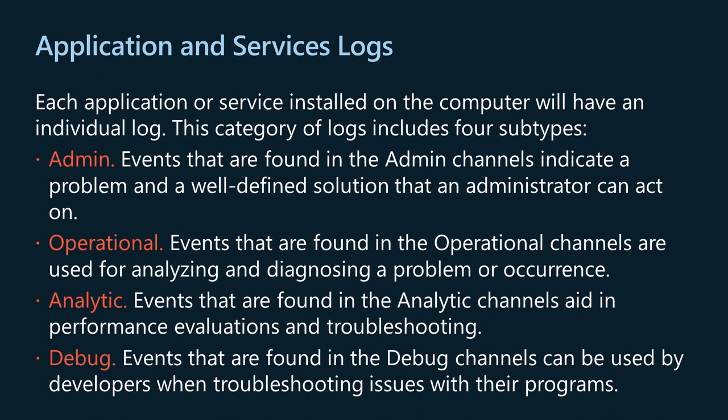Operational. Events that are found in the operational channels are used for analyzing and diagnosing a problem or occurrence. They can be used to trigger tools or tasks based on the problem or occurrence. An example of an operational event is an event that occurs when a printer is added or removed from a system.